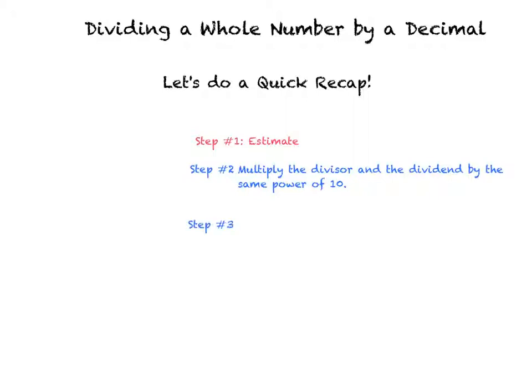And then step number 3 is our last and final step, which is to divide. Once you're done, then you're done. So there are 3 steps in order to solve a problem like this, dividing a whole number by a decimal. Step number 1 is to estimate. Step number 2 is to multiply the divisor and the dividend by the same power of 10. And then step 3 is to divide.